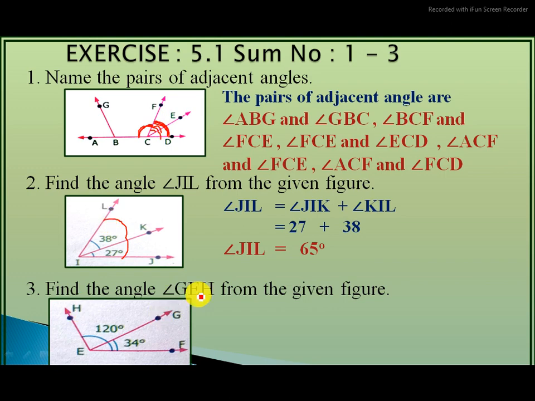Look at the next one. Find the angle GEH from the given figure. So here angle HEF is 120. You can see the line. Full angle is 120. And angle GEF is 34 degrees. If you want to find the angle GEH, you have to subtract both the angles to get GEH. So when you subtract 34 from 120, you get 86 degrees.